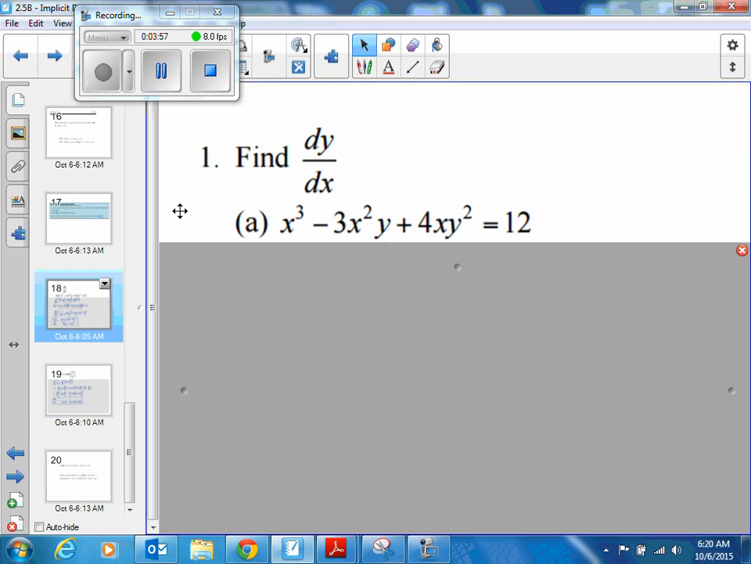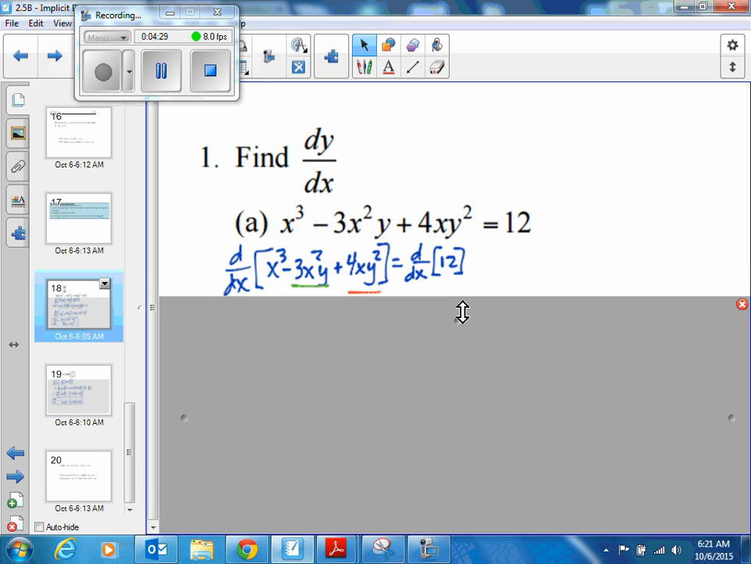All right, going through a few examples. Both of these examples have the same instructions up here: find dy/dx. Just like we talked about yesterday, we're assuming that y is a function of x. So we have x cubed minus 3x squared y plus 4xy squared equals 12. And the first step, looking back at what we just wrote down from the previous page, was to differentiate both sides with respect to x. So d/dx of both sides.